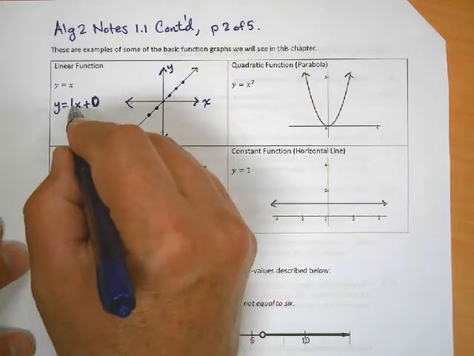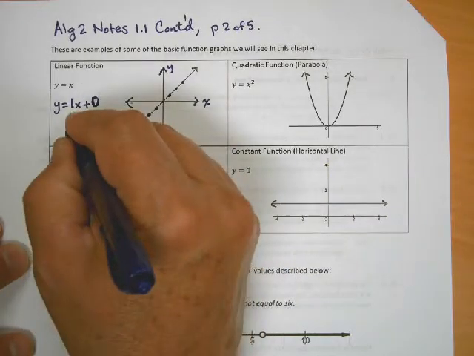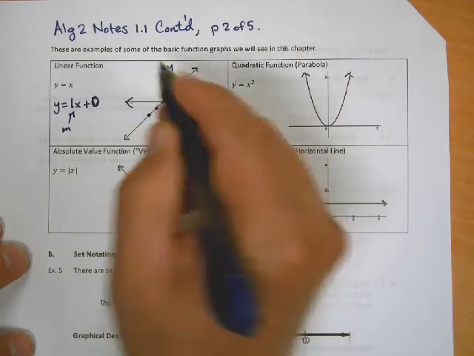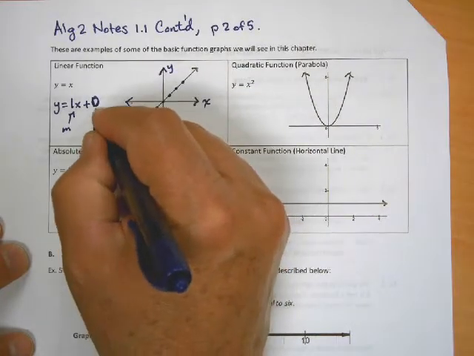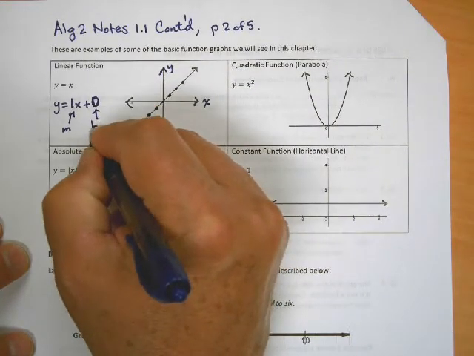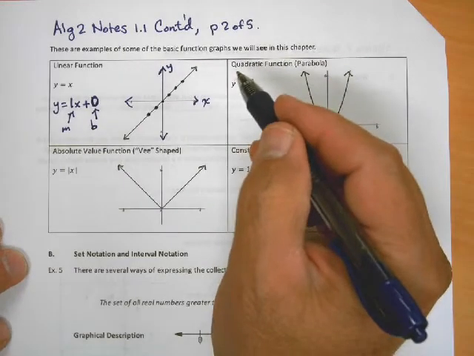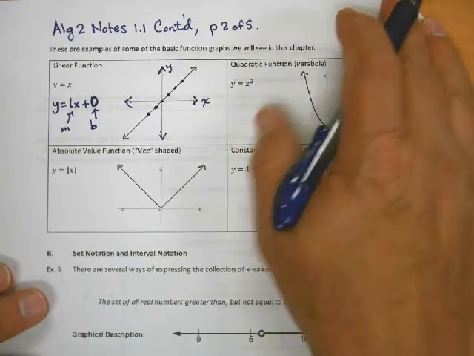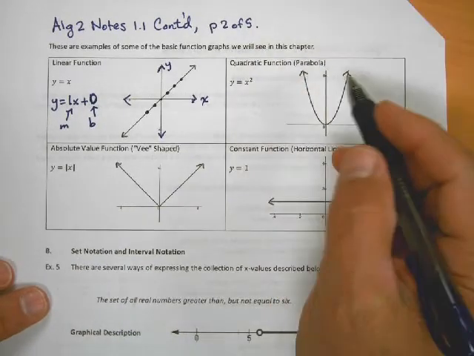That's the slope, which we label m. And it crosses the y-axis at 0, and that y-intercept is called b. And maybe you remember from Algebra 1, y equals mx plus b is one of the more common ways of writing the equation of a line.